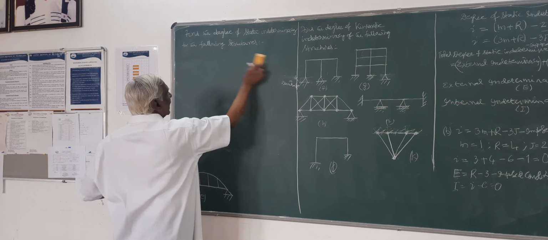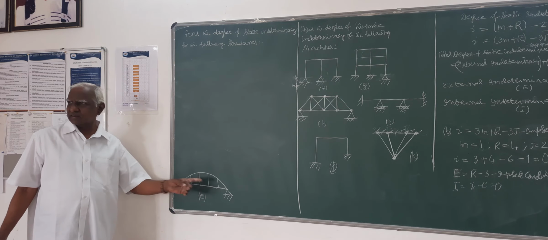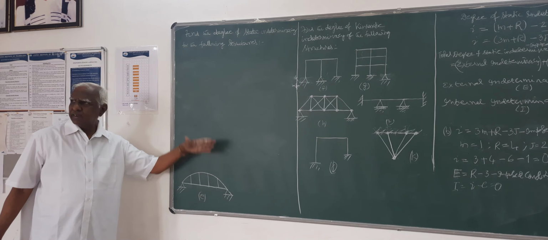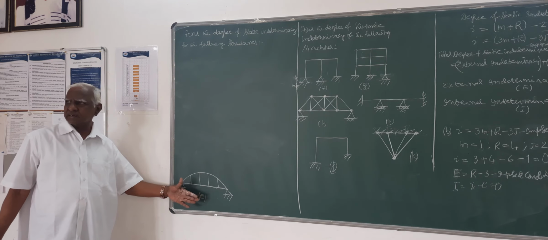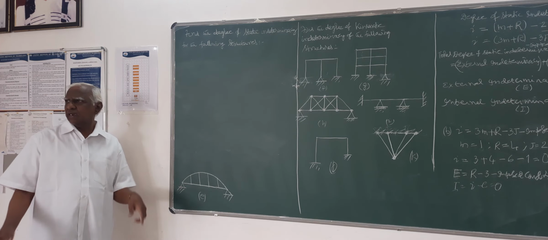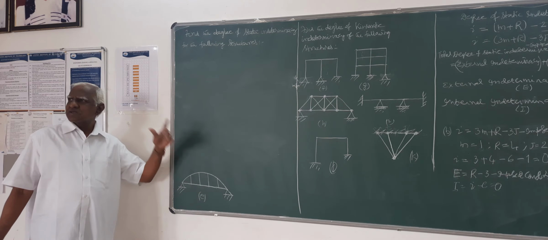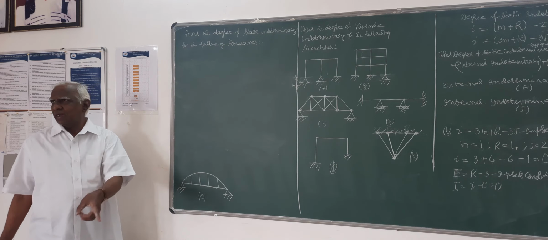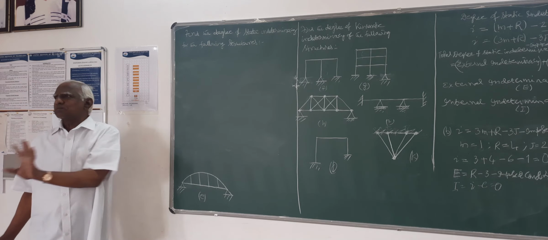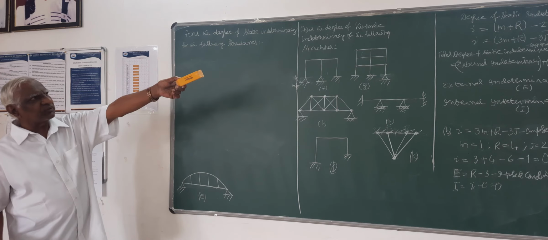Then lastly, I have taken this rigid plane frame structure because all members here, all elements lie in one plane, so it is a planar structure, and all joints are rigid joints, all elements are rigidly connected, all are line elements, so it is a rigid plane frame structure. So each terminology.